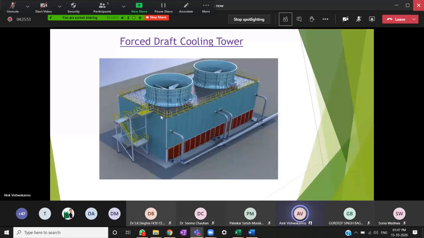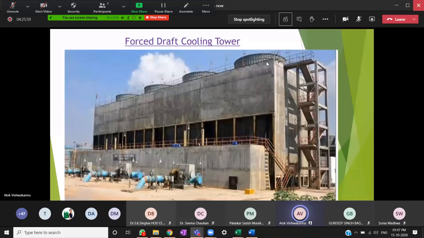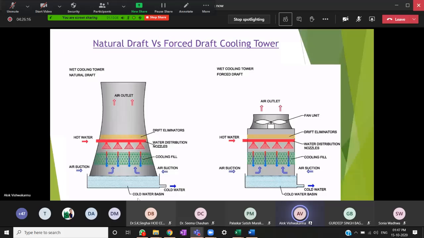This is how it really looks. These are fans. This is cooling the water coming from the hot condenser. If you can visualize it in a better manner, hot water is coming in this also, in the forced draft cooling tower also. Every arrangement is the same. The only thing is, one is natural, and in this one forced air circulation is there by means of a fan unit.